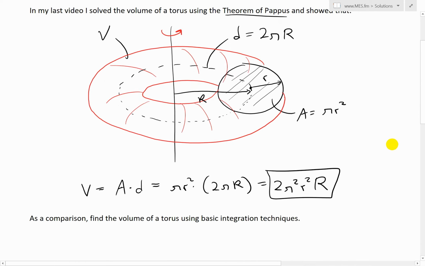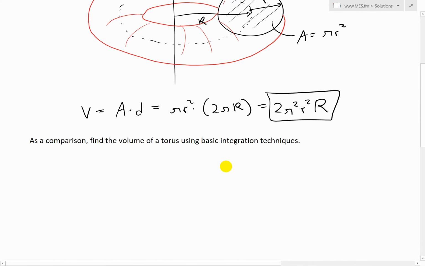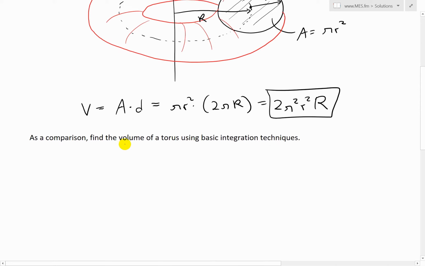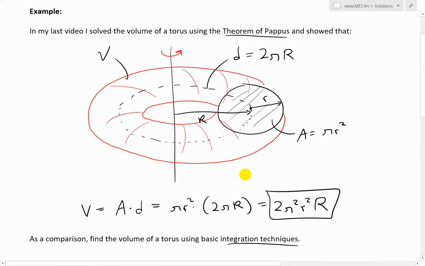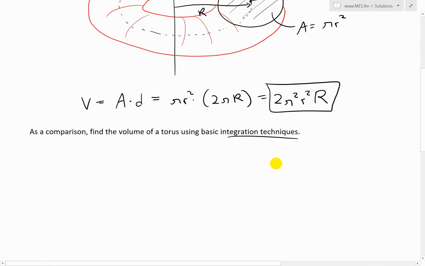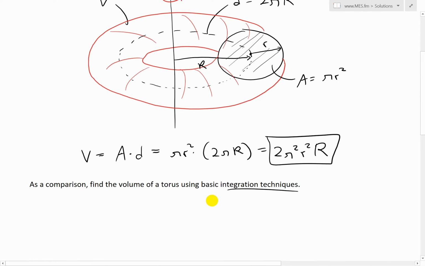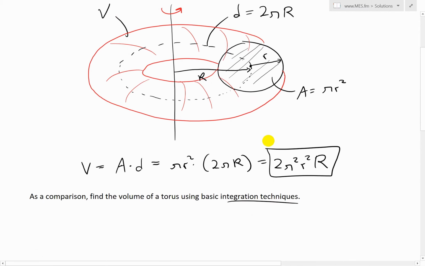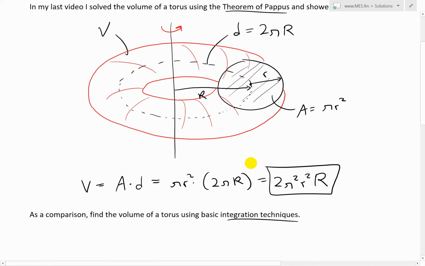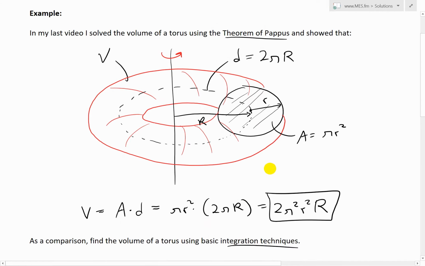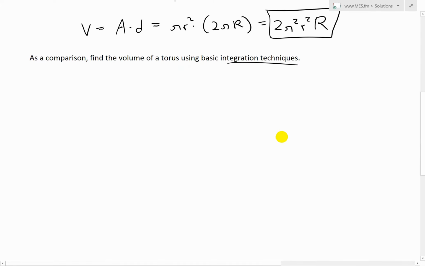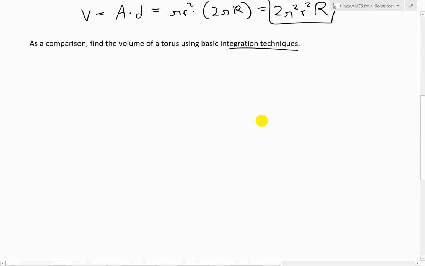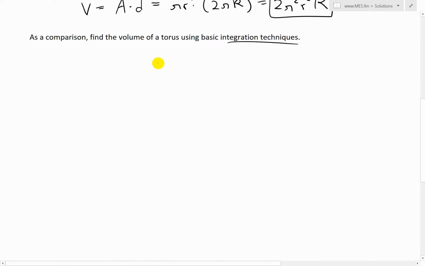That was my last video, and in this example, as a comparison, we're going to find the volume of a torus using basic integration techniques. Instead of using the shortcut, the theorem of Pappus, which is an easy way of solving these shapes, always think about whether you can apply this theorem when rotating a region, because it will save a lot of time, as I will show. Using basic integration techniques is much more difficult.